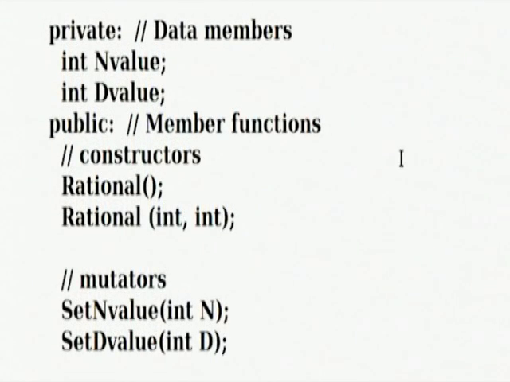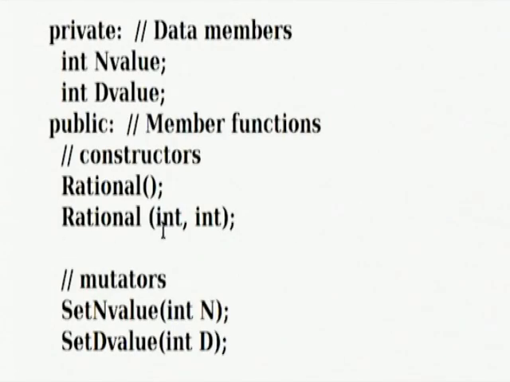Now I am defining member functions. Look at the constructors. Rational, and rational int comma int. It means I can give a default constructor, and I can give a constructor with two parameters. They have to be implemented yet. The implementation of rational with empty brackets could give some default value. The best default value for the rational is 0 by 1.